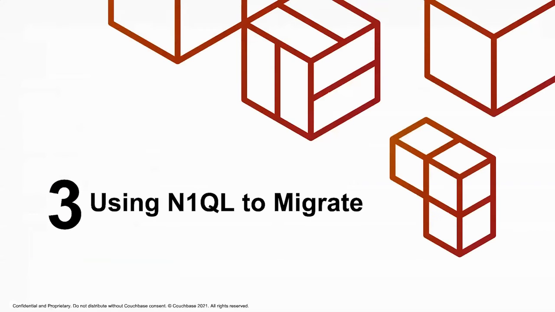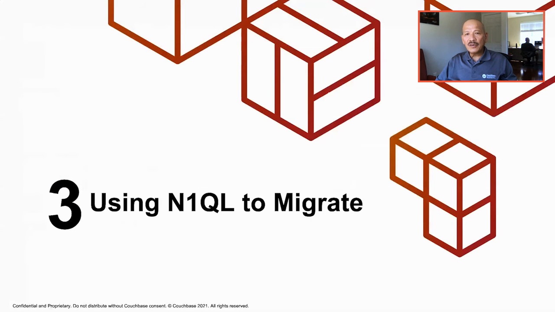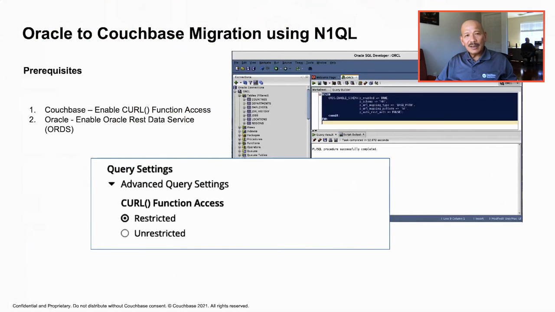Now I'm going to briefly review the process where you can use just Couchbase N1QL to perform Oracle to Couchbase migration. You can use this for one-to-one table to collection or model refactoring in one go. To do this, you need to have access to a Couchbase cluster where you need to enable the curl function because we will use this in the N1QL statement.